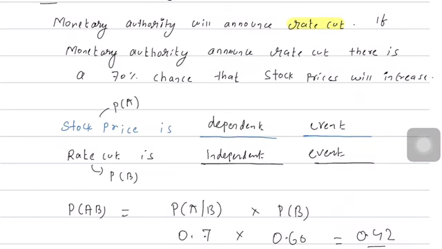This means there is a 42% chance that both events can happen at the same time. There is a 42% chance the monetary authority will announce a rate cut and the stock price will increase. So the probability of both happening at the same time is 42%.